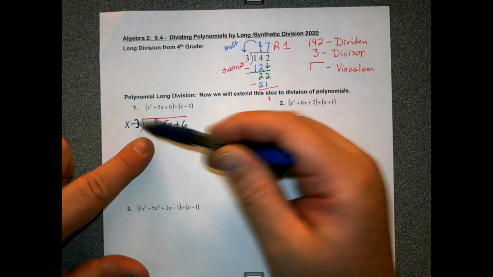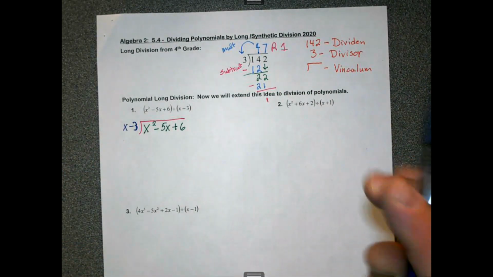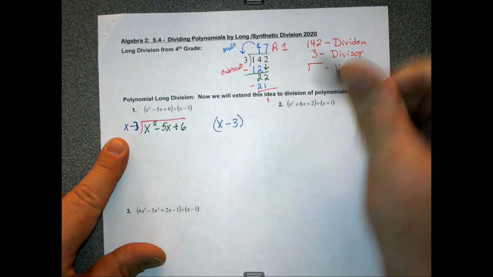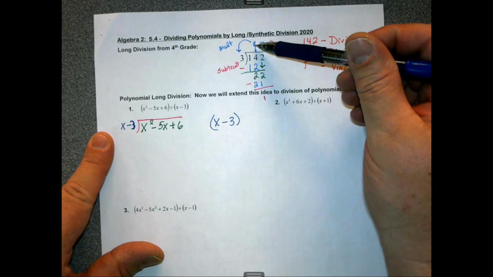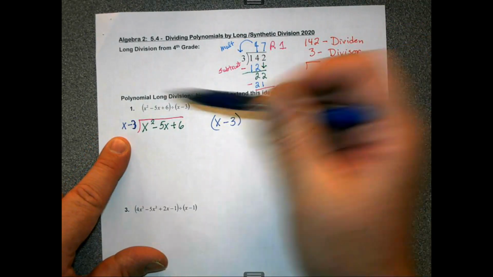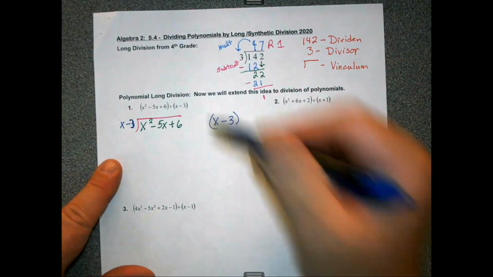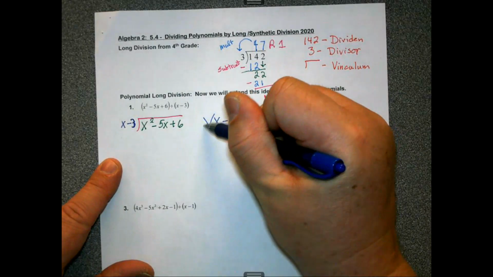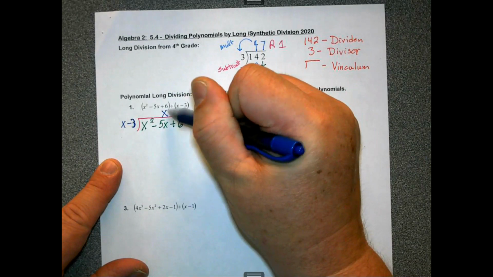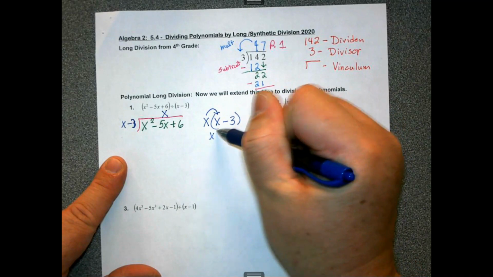How many x's go into x squared? This is what I like to think of when I'm doing polynomials. I'm going to be multiplying this x minus 3 by something, right? Because I multiply the divisor by a number I choose. So here's my divisor. How do I make this x into an x squared? What am I going to multiply by? Just an x. Okay. So I'm going to multiply by an x to the first, so I'm going to put it up in this column here. So x times x is x squared, right?